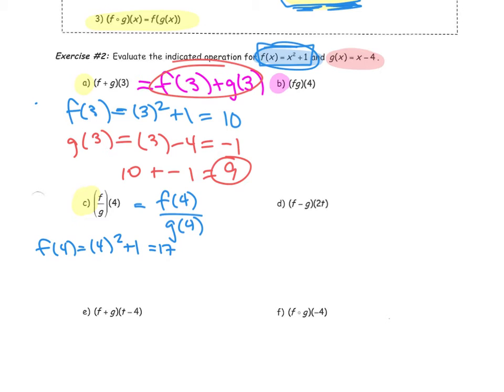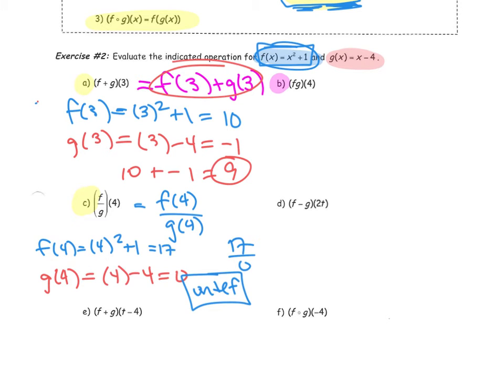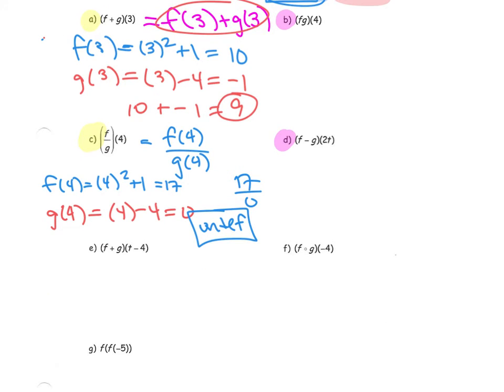And then g of 4 equals 4 minus 4, which equals 0. And they're getting divided, where f of 4 is being divided by g of 4. So really what I have here is 17 over 0, which is undefined. So my answer here is undefined. All right. You guys can try letter D. I'm going to do letter E with you.